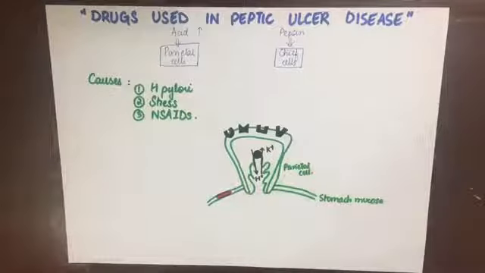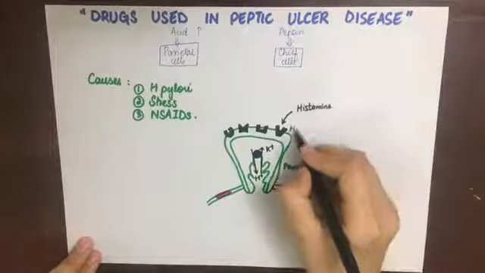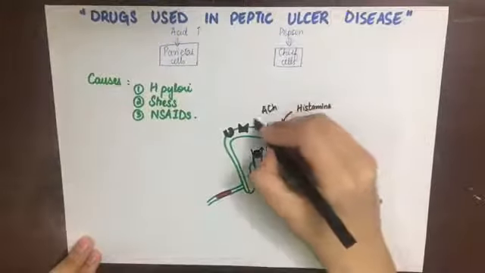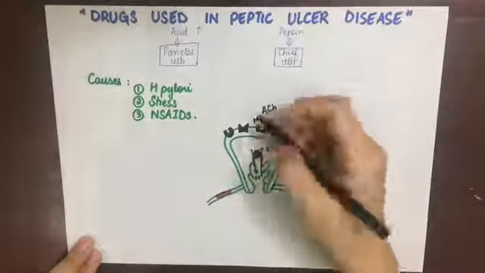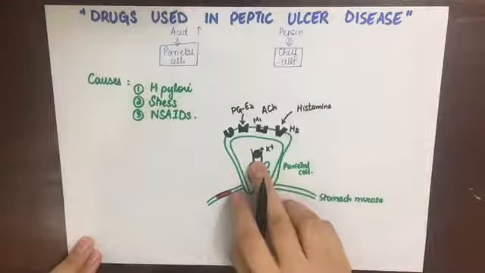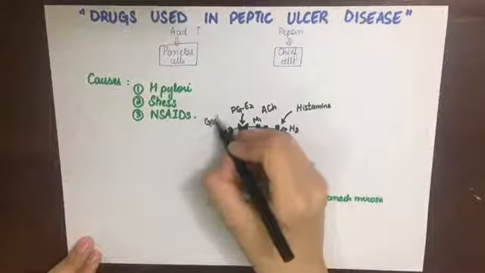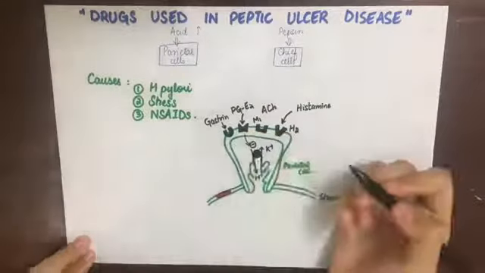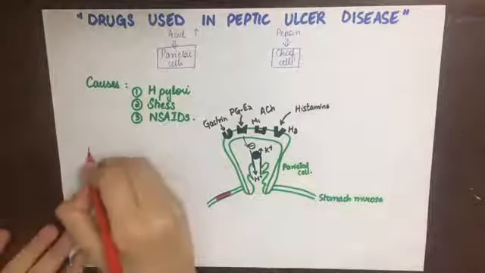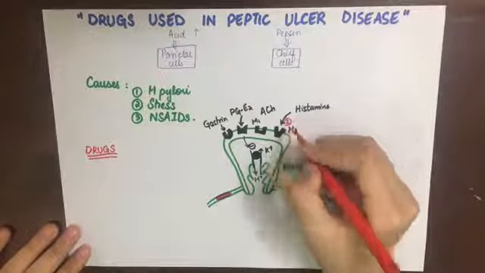The four receptors I've drawn here are to be acted upon by different stimuli to increase or inhibit the gastric acid secretion. First is the histamine, which acts on H2 receptors, increasing gastric acid secretion. Acetylcholine acting on M1 also increases it. PGE2, on the other hand, will inhibit gastric acid secretion, and gastrin will also increase gastric acid secretion.